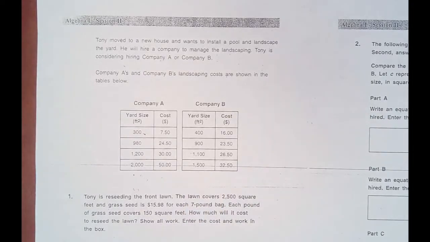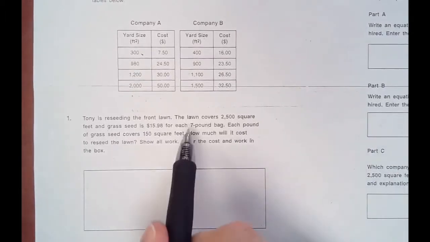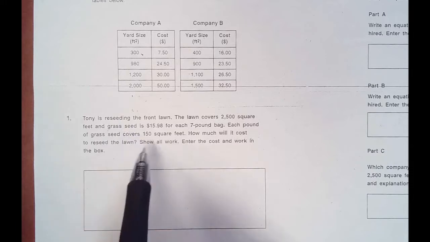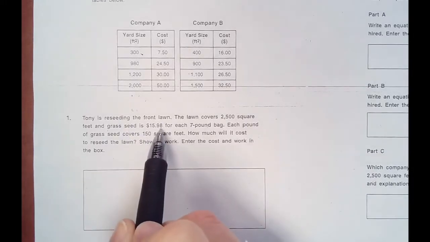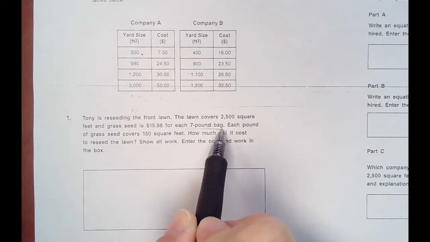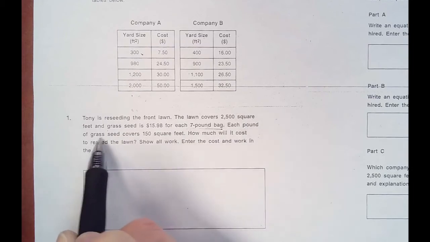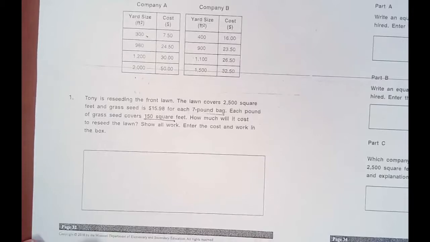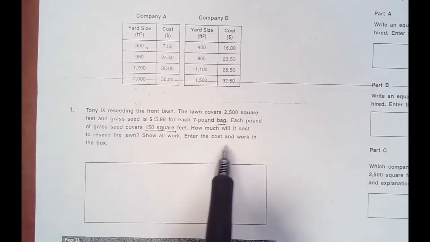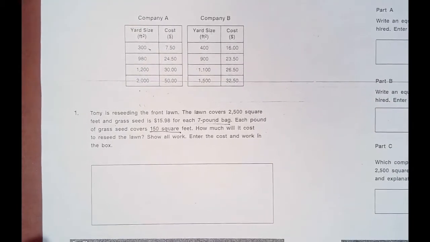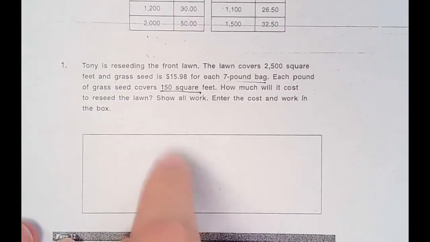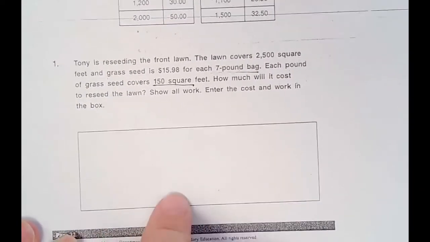Number 1, it says, Tony is reseeding the front lawn. The lawn covers 2,500 square feet, and grass seed is $15.98 for each 7 pound bag. Each pound of grass seed covers 150 square feet. How much will it cost to reseed the lawn? Show all work. Enter the cost and work into the box below. So keep in mind, on this session, they want you to enter in all of your work into this box, and you will type that into your computer.